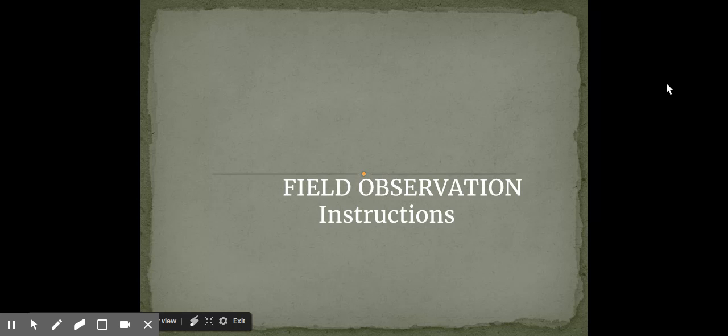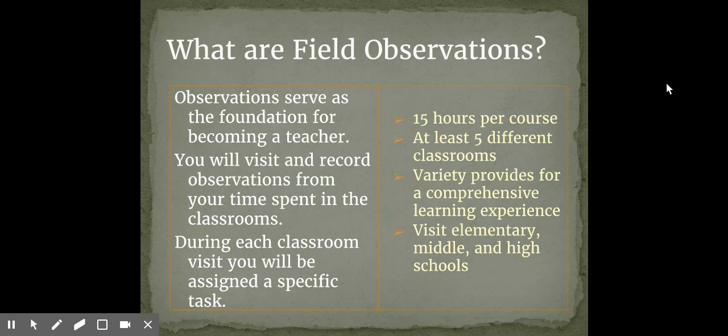Okay, in this short presentation, what I want to do is walk you through some of the requirements for the field observations for EDF 2085, Diversity for Educators. The field observations are there to serve as the foundations for you becoming a teacher. You're going to visit and record observations from time that you've spent in real classrooms throughout the school system. During each classroom visit, you will be assigned a specific task or you'll have stuff to look for that the instructor has provided for you in the assignment.